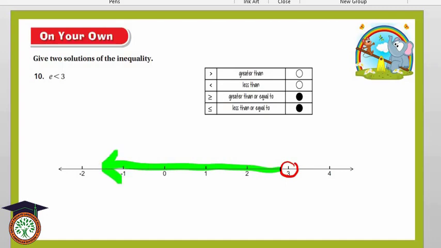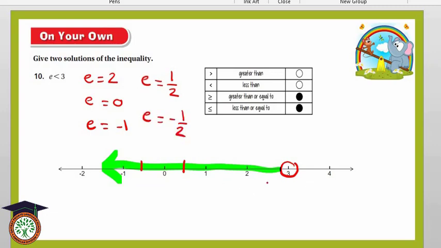Okay, he is asking us for two solutions. So any number here on the number line is a solution. Someone can say E is equal to 2. You are correct. E equals 0. You are correct. E is equal to -1. You are correct. E is equal to half. You are also correct. E is equal to -half. You are correct. So any number here on this side to the left is a solution for this inequality.